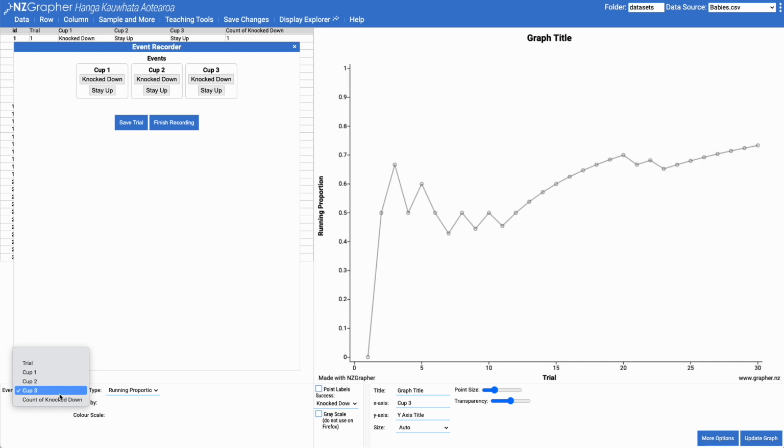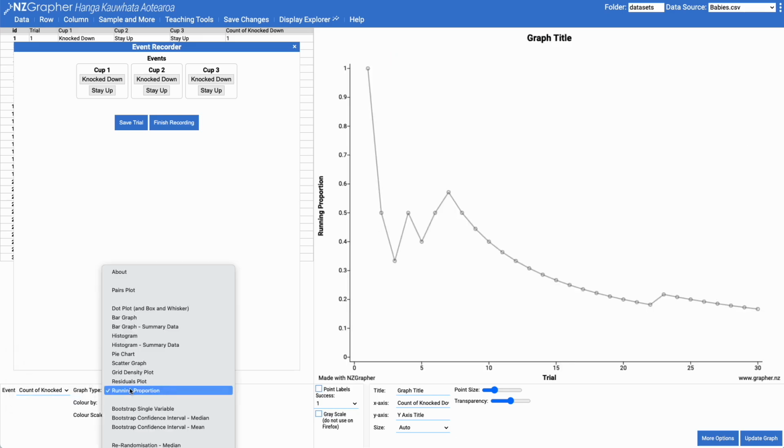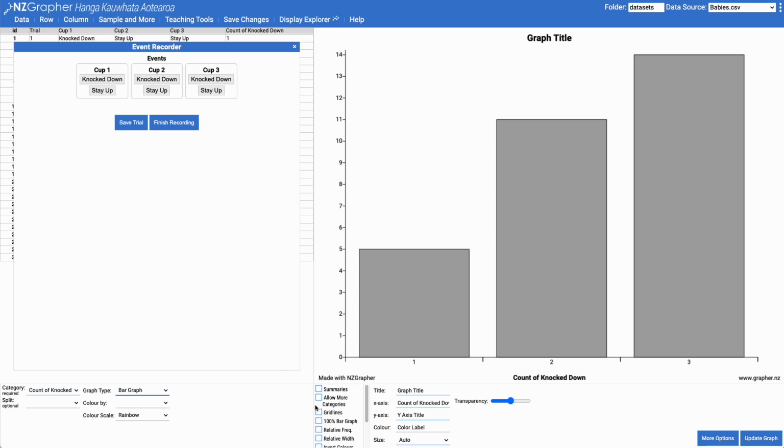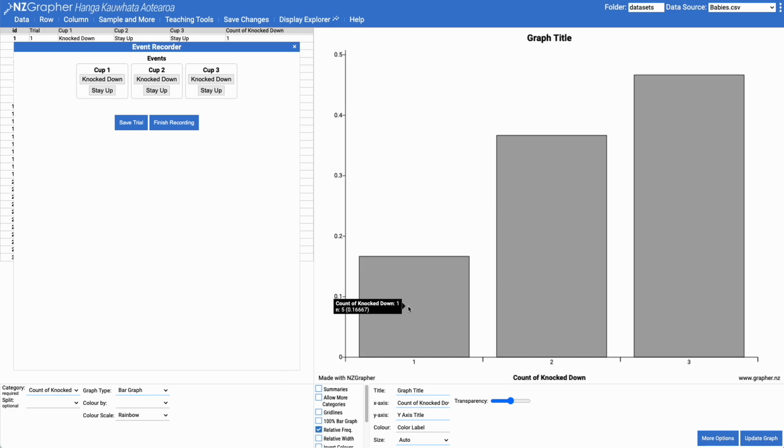So this gives us quite a lot of different data that we're able to explore and look at. As well as looking at the running proportion, if I come to this count of knocked down, I could look at a bar graph of the data. If I change this to a relative frequency, I can see that 17% of the time I knocked 1 cup down, 37% of the time I knocked 2 down, and 47% of the time I knocked 3 down. So there's lots of different ways that you can explore this data and play around and ask different follow-up questions.